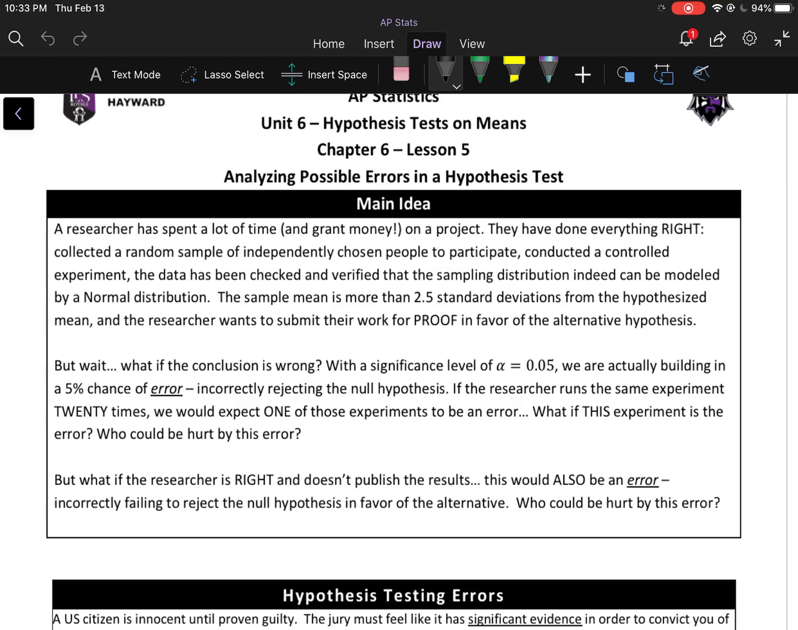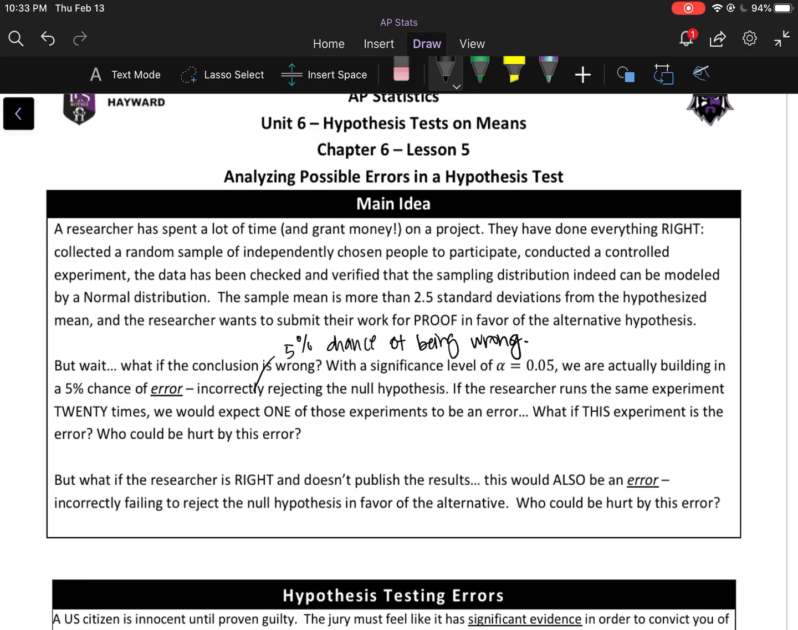But wait, what if the conclusion is wrong? With a significance level of alpha equals 0.05, we're actually building in a 5% chance of error, incorrectly rejecting the null hypothesis. So this is saying that there is a 5% chance of being wrong. If researchers run the same experiment 20 times, we would expect one of those experiments to be an error. What if this experiment is the error? Who could be hurt by this error?